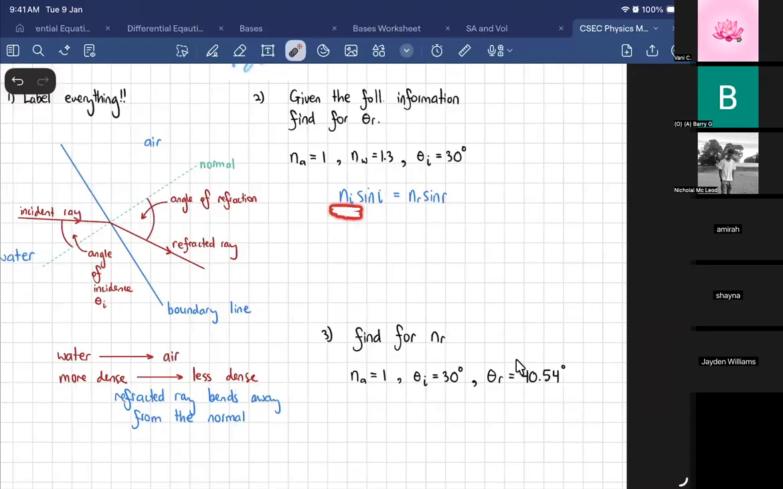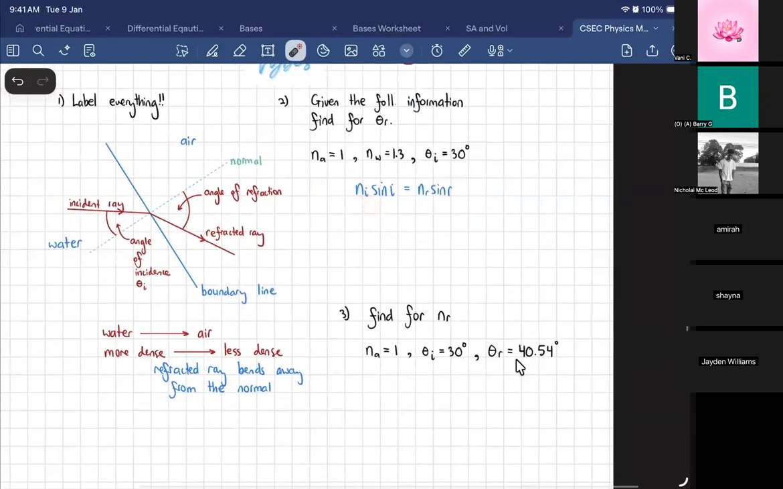All right, Jadon. What is Ni? First of all, what does N stand for, Jadon? Starts with R. Refractive index. Yes, N stands for the refractive index. And you see the Ni, it stands for the refractive index of wherever the incident ray is. Where's the incident ray, Jadon? In the water.